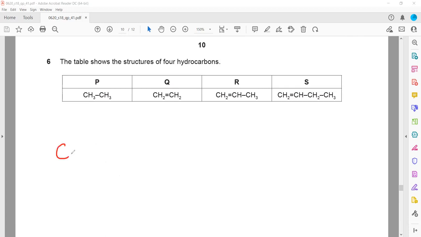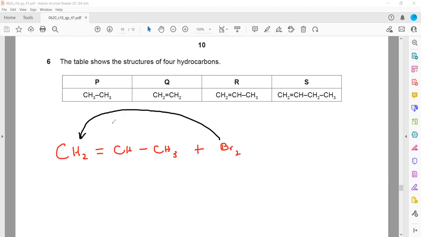For example, this is CH2 double bond CH, and then CH3. And it reacted with bromine. Bromine is Br2. So what will happen? One bromine is added to the first carbon, which has a double bond, and the second bromine is added to the second carbon, which has a double bond. The double bond will break.